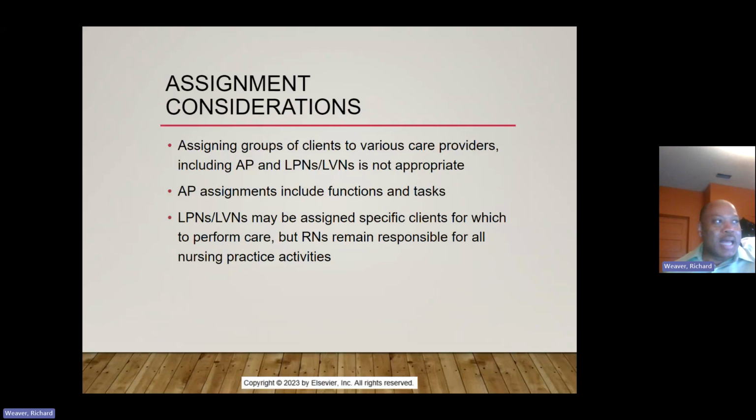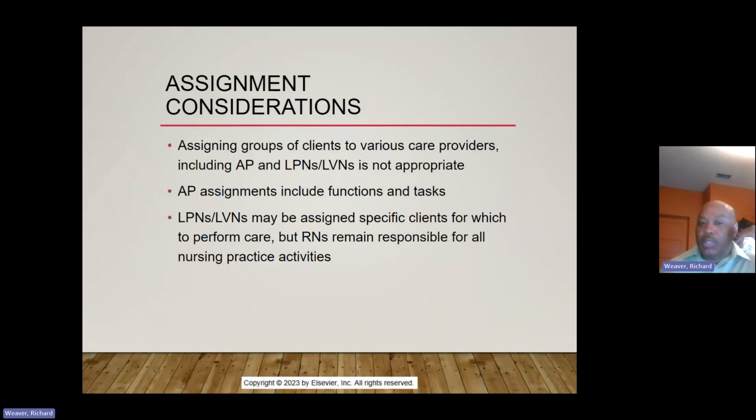Let's talk about some assignment considerations. Now, assigning groups of patients to various providers to include assisted personnel, LPNs or LVNs, which is what I think they call them out in California. This is not appropriate. You do not assign them to a group necessarily of patients.